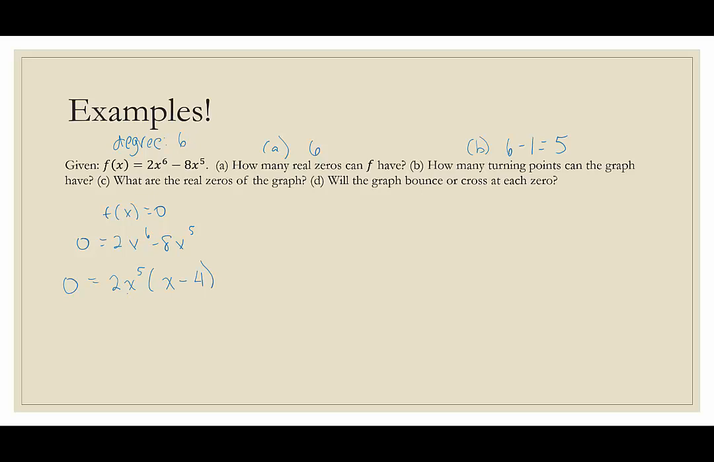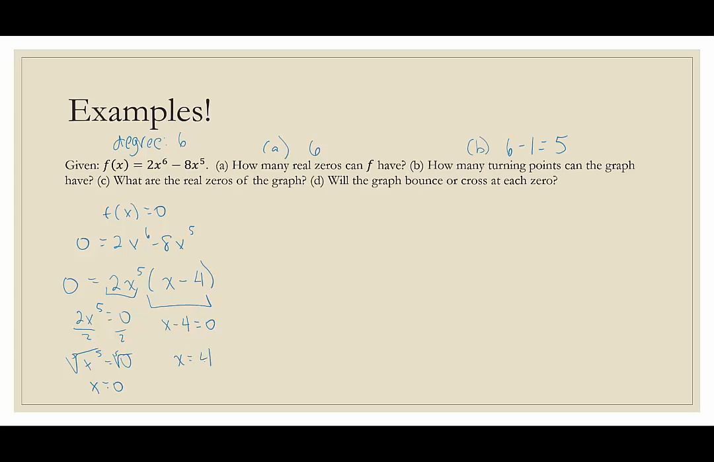Now we set each factor equal to 0. So we would say 2x to the 5th is equal to 0. You can use the zero product property here to tell us that the zero will be 0. But if you don't feel comfortable and you need to go through the math, that's fine too. We would have x to the 5th is equal to 0. Take the 5th root of both sides, and voila, we get 0. The other factor here is x minus 4. So we set that factor equal to 0, and that would have a zero at 4.